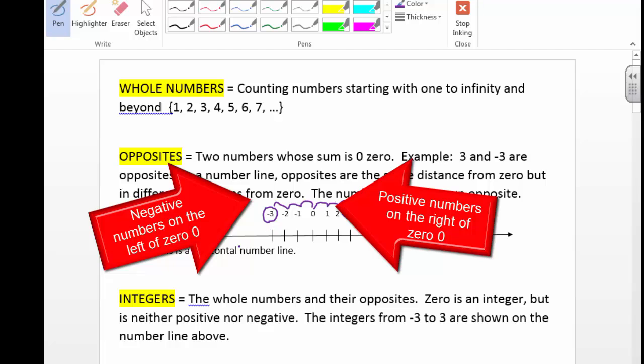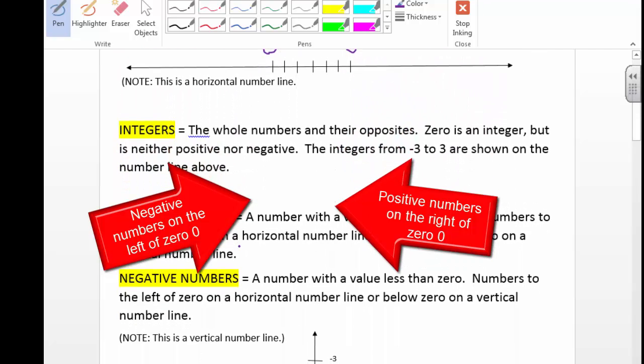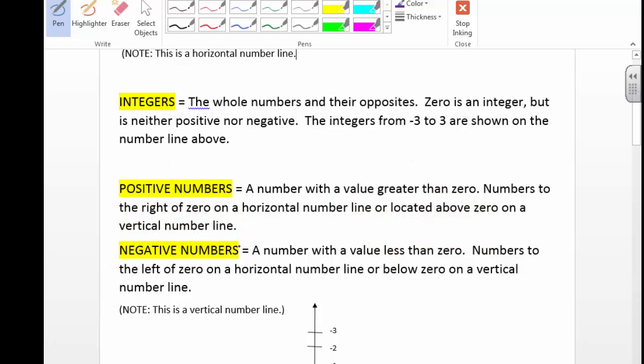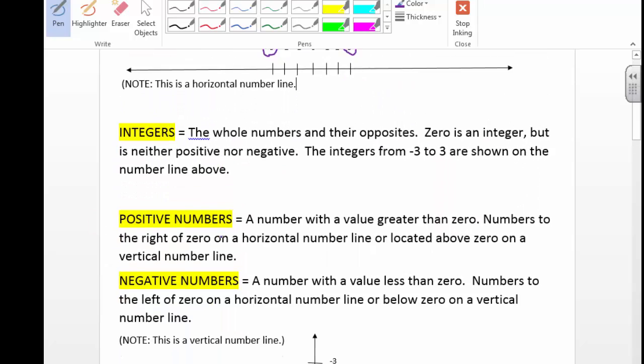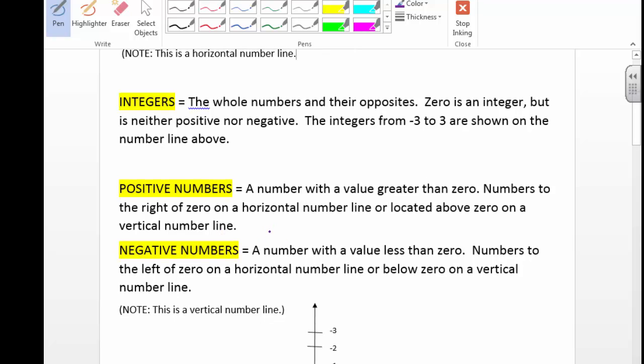Okay, the next word, we're combining whole numbers and opposites, and we're creating the word integers. So we take the whole numbers and their opposites. Now 0 is an integer, but 0 is neither positive or negative. Okay, so it's really important to remember. Let's say that again. 0 is an integer, but it is neither positive nor negative.